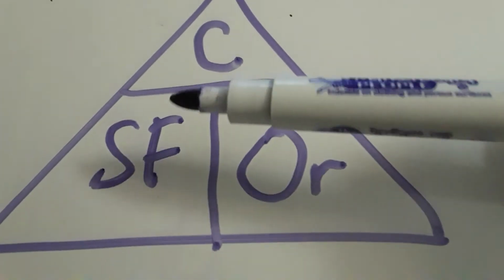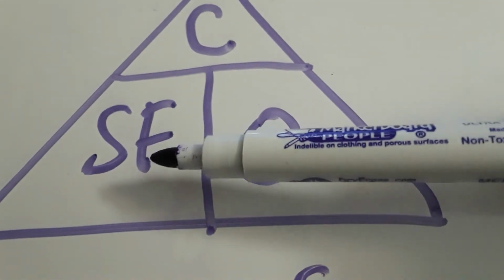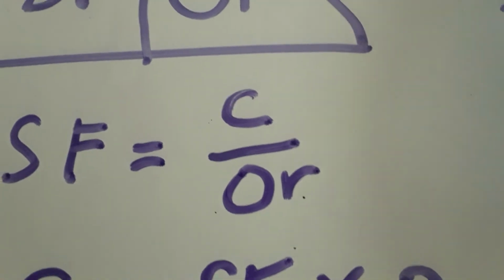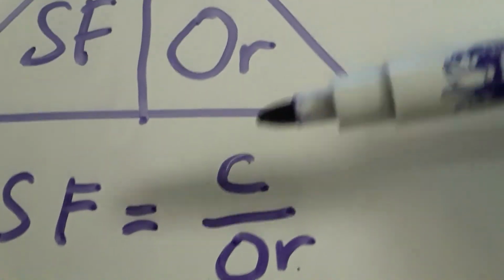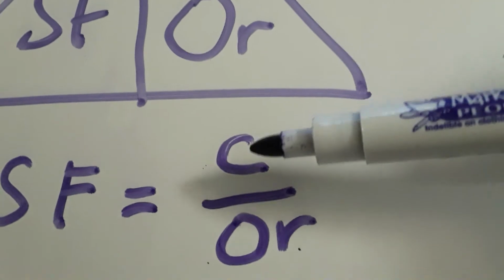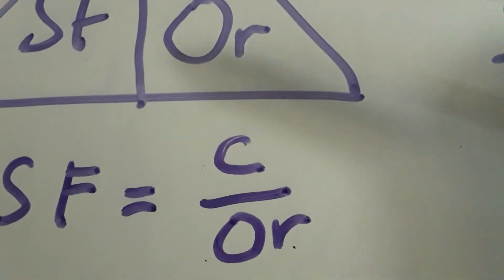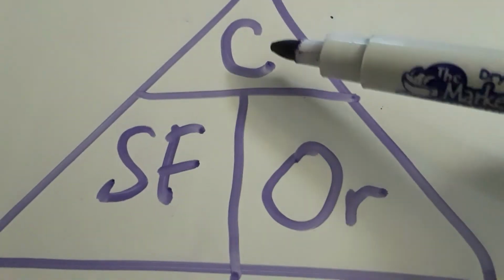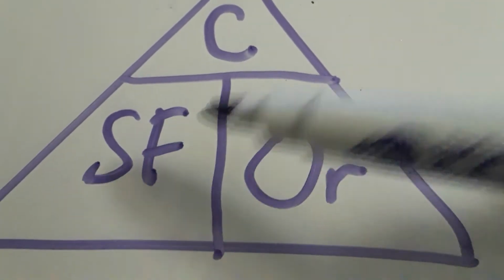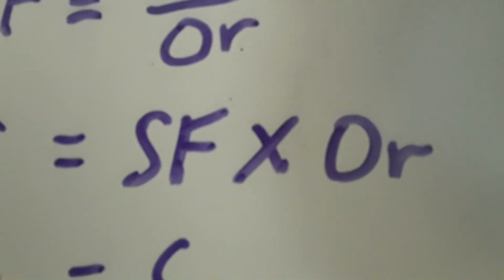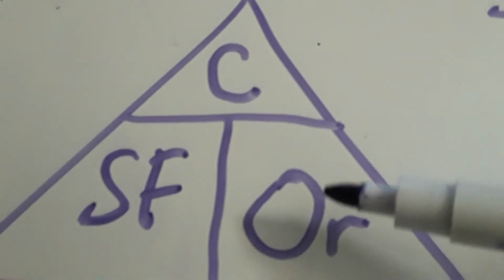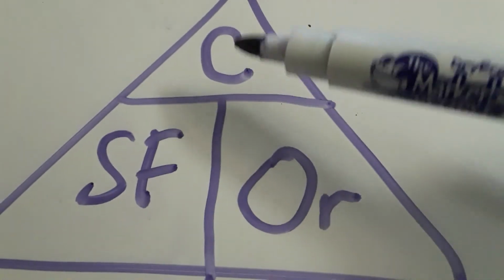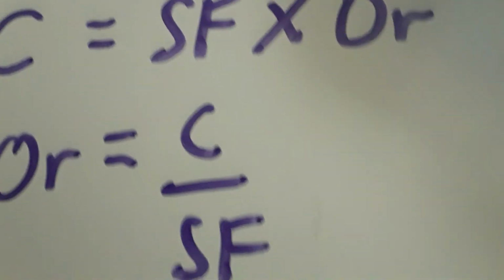And again, I'll just go over it one more time. Scale factor is copy divided by original. Okay, and again, I changed that up a little bit in an earlier video. I changed the C to SC for scale diagram and O for original. If you want to find the copy, it's scale factor times the original. There you go. And finally, if you want to find the original, it's the copy divided by the scale factor.